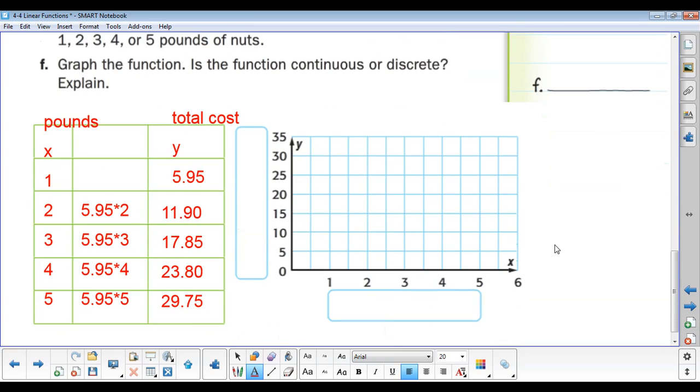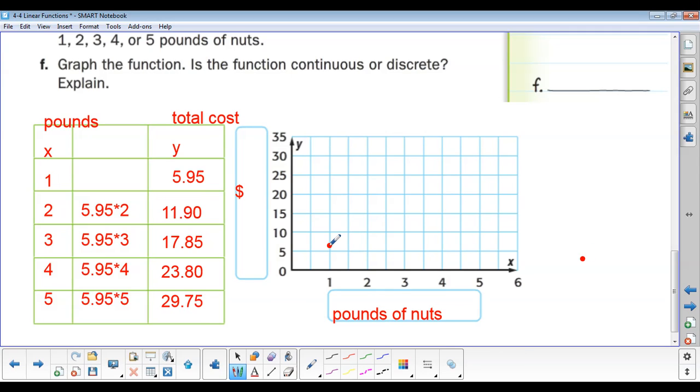Now, when we go to graph this function, we know that pounds of nuts is our x and our total cost is our y. We also know how to plot points pretty well at this point, hopefully. So we have (1, 5.95), (2, 11.90), (3, 17.85), (4, 23.80), and (5, 29.75).